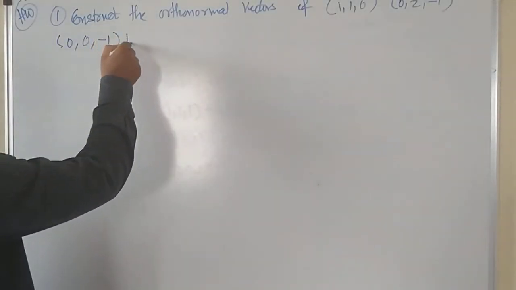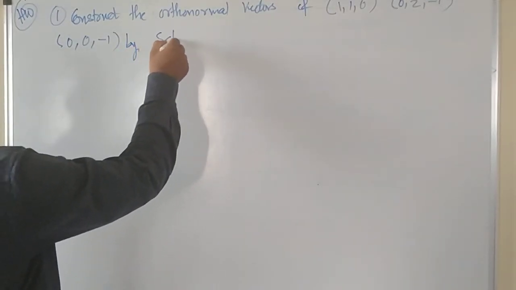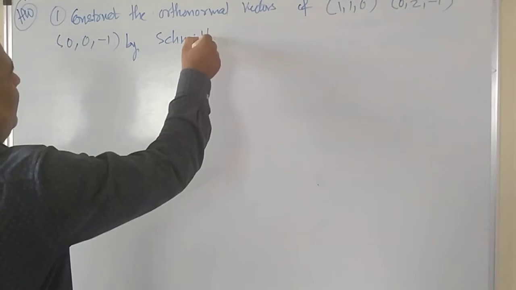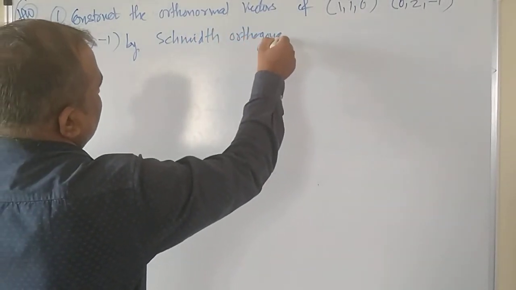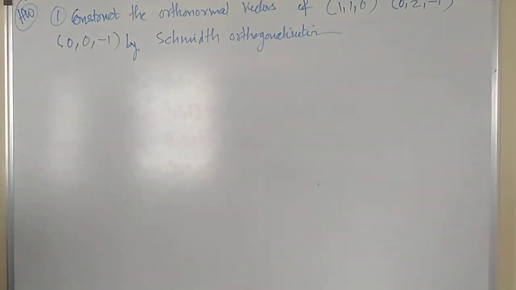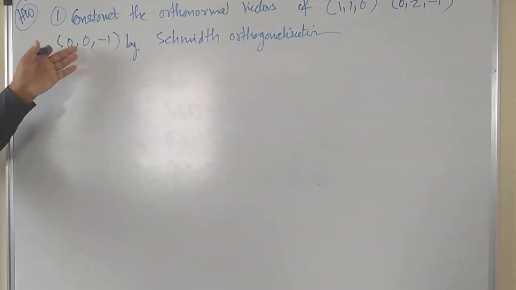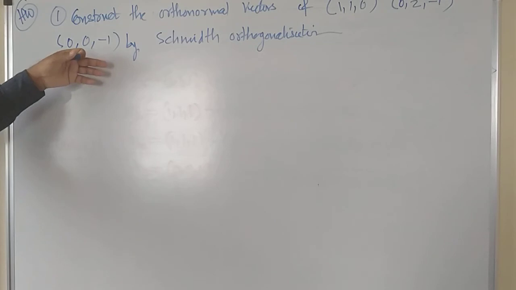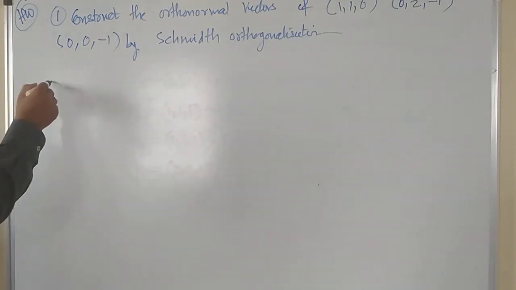By Gram-Schmidt orthogonalization, right? And I think you can do this. You are having three vectors U1, U2, U3. Calculate V1, V2, V3 with the help of W1, W2, W3. That's all.